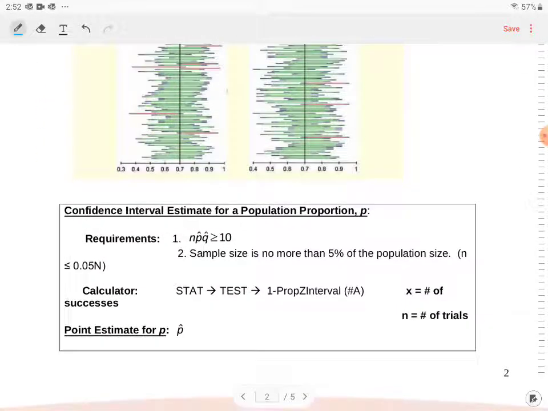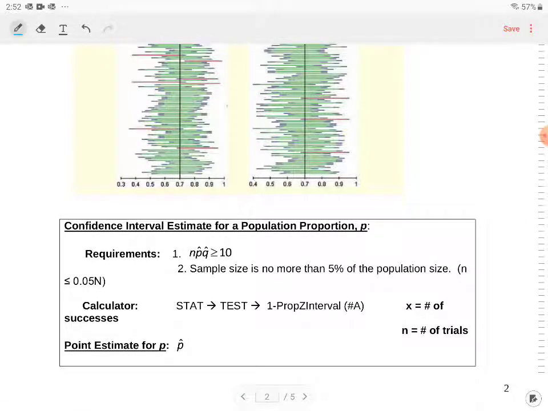All right, so in order to solve for the population proportion P, we have to use the graphing calculator. Okay, so for the point estimate, remember, we will use p hat for the point estimate, and that's for the population.